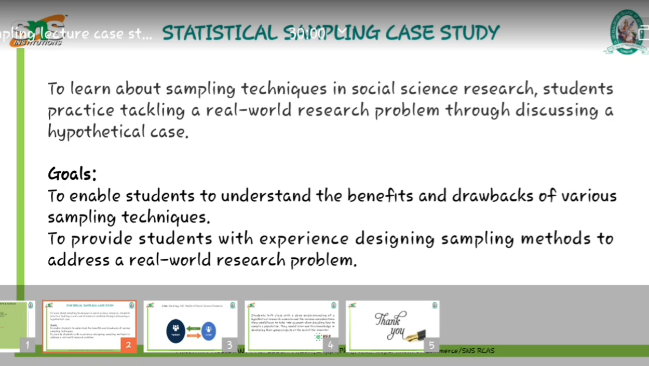Let's see the statistical sampling case study. To learn about sampling techniques in social research, students practice taking a real-world research problem through discussing a hypothetical case. Goal of the study: to enable the student to understand the benefits and drawbacks of various sampling techniques, to provide the students with the experience designing sampling methods to address the real-world research problem. Class: Sociology 128, Models of Social Science Research.